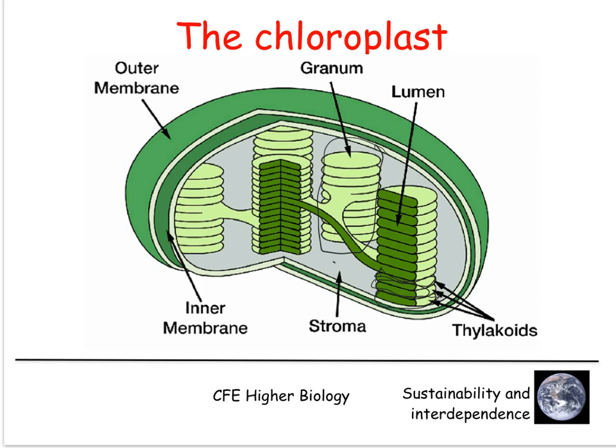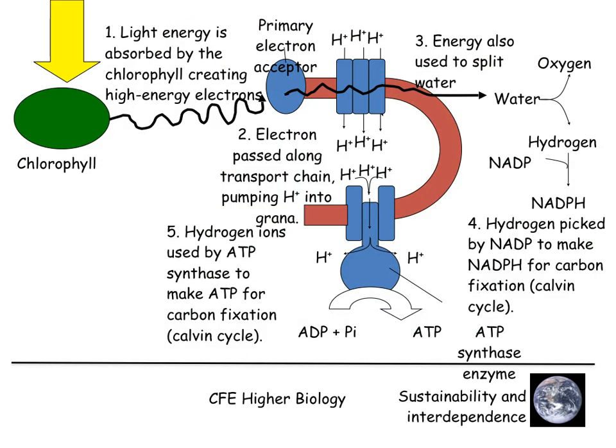Here we've got this fluid filled part inside the chloroplast, and that's called the stroma, and that is where carbon fixation takes place. So let's have a look at the process that takes place. First of all, looking at the light dependent stage, or sometimes also called photolysis. Now in the chloroplast, you've got that light energy absorbed by chlorophyll A.